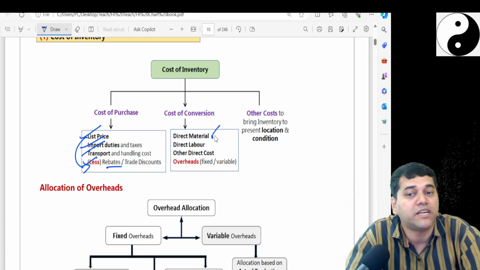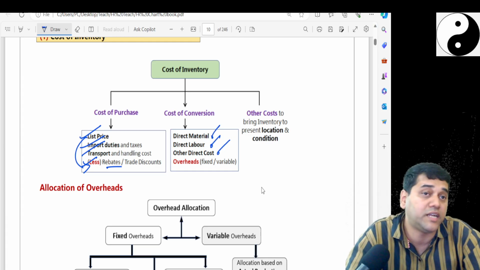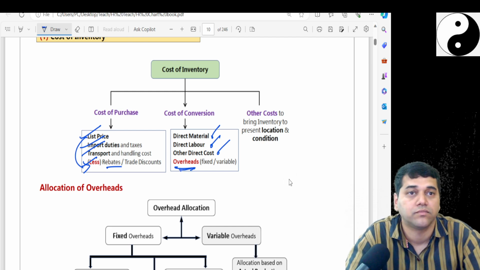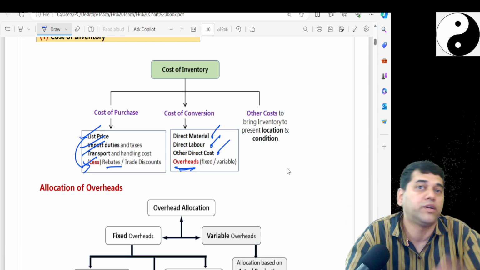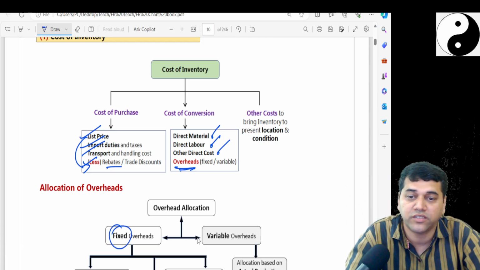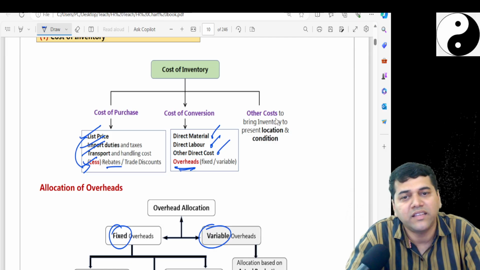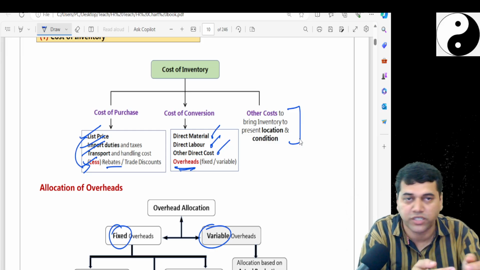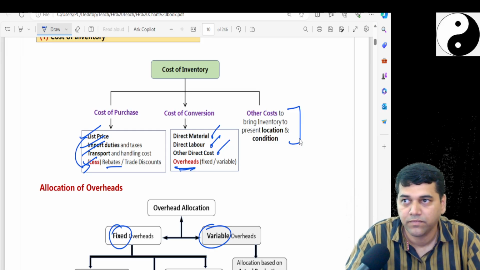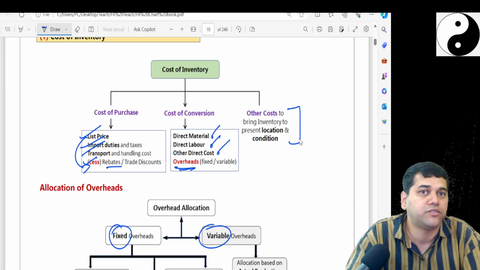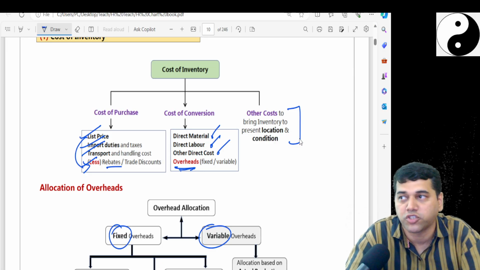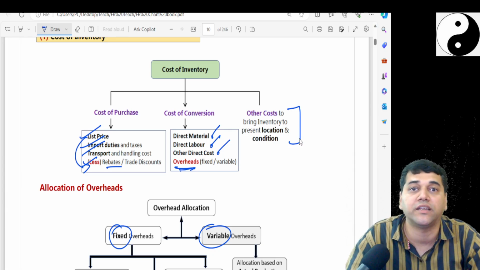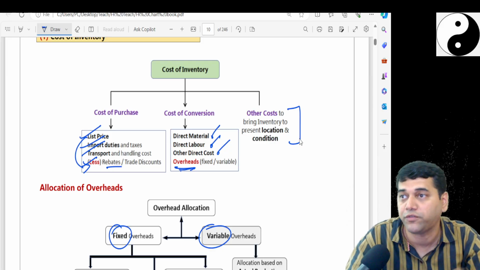Now, what do you mean by conversion? Conversion includes your direct material, direct labor, other direct cost, and the catch, overhead allocation. Overhead can take two forms, fixed overheads or variable overheads. And then they said, look, other cost of bringing this inventory to your present location and condition. So these are all the three components forming part of your cost of inventory, and this cost is used later using an inventory valuation technique depending upon your business practice, whether LIFO or FIFO.